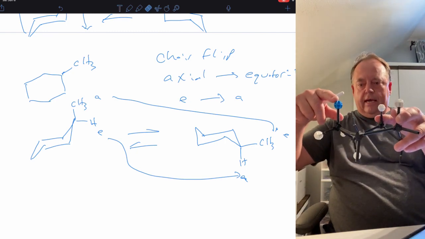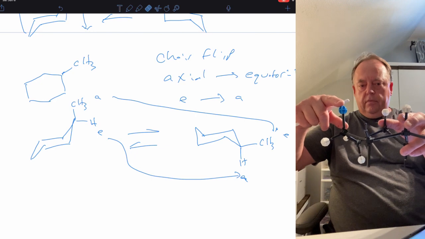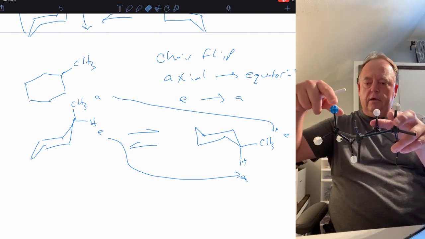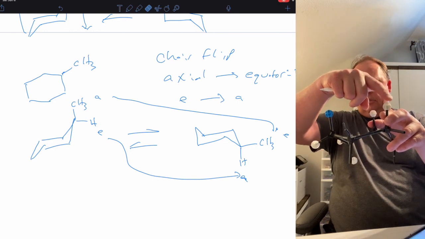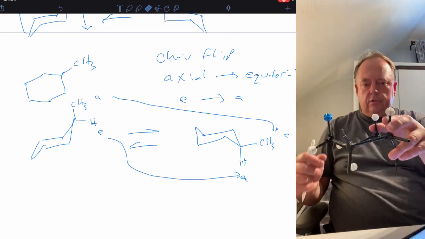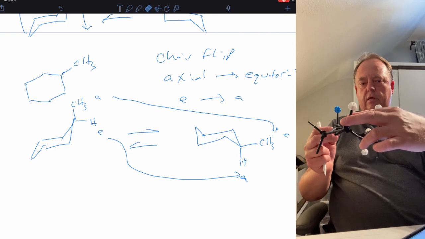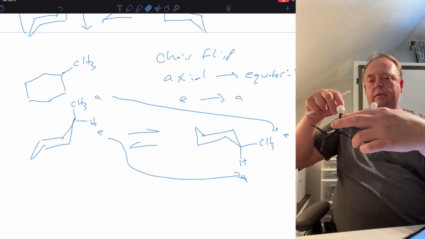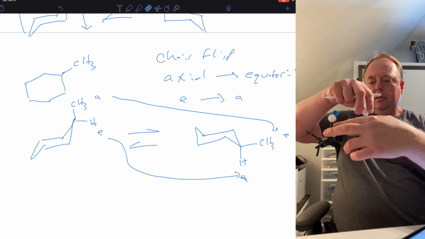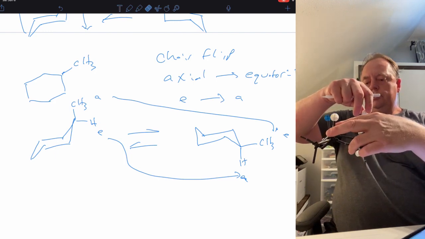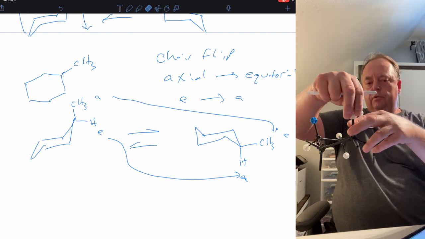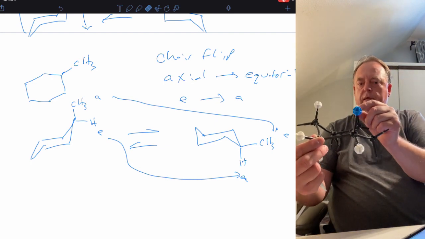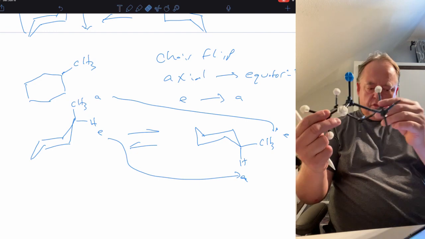So if it's axial, then this methyl group is kind of close in space to this hydrogen, 3 carbons away, and this hydrogen 3 carbons away the opposite direction. So you can see then they're eclipsed. So that blue atom is eclipsed with this hydrogen that's in the 3rd position, and this one that's in the 5th position, you can see that it's also eclipsed with that one. So that's what's called a 1, 3.